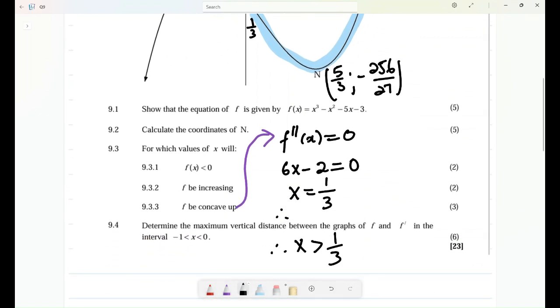All right. What's important is you getting the point: setting the second derivative equal to 0, finding the x value there, then concluding. All right, yes.